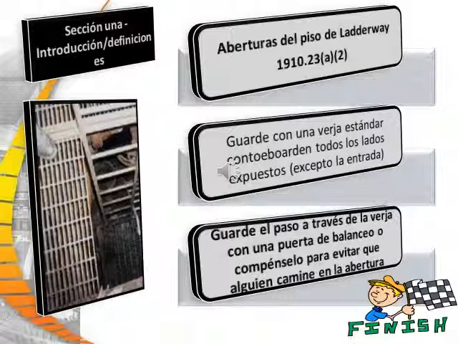Ladderway floor openings are covered under .23(a)(2), which means to guard with a standard railing with a toe board on all exposed sides except for the entrance, of course. Guard the passage through the railing with a swinging gate or offset it to prevent someone from walking into the platform.